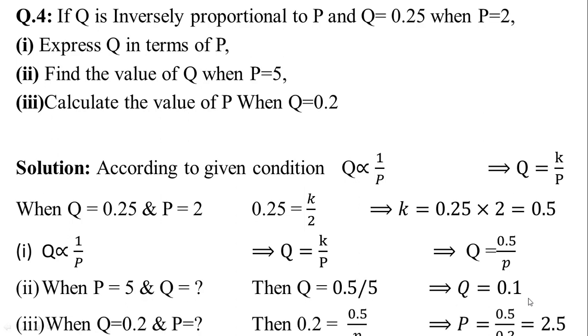In the last part, calculate the value of P when Q is equal to 0.2. Now Q is equal to 0.2 and P is equal to question mark. This implies that 0.2 is equal to 0.5 upon P. This implies that P is equal to 0.5 divided by 0.2, which is equal to 2.5. The value of P is equal to 2.5.